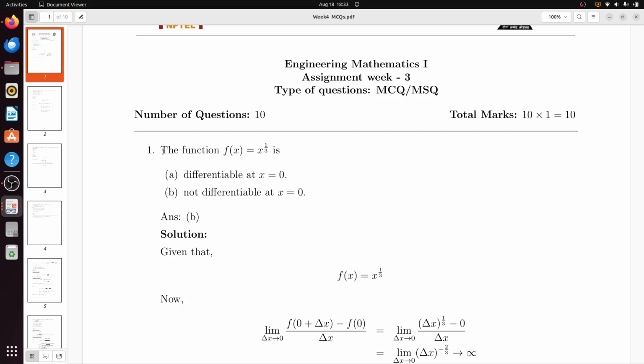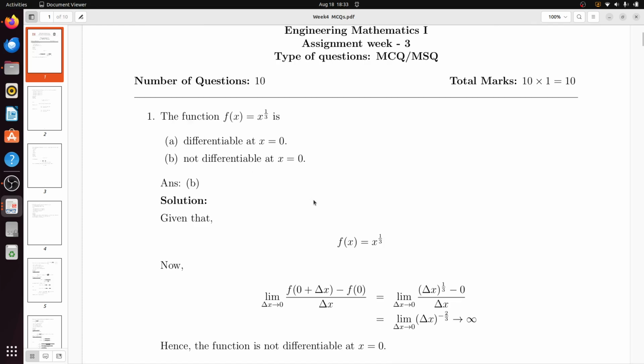So what is the question? First question. See, the first question is whether the function f(x) equal to x to the power 1 by 3 is differentiable at x equals 0 or not differentiable at x equals 0. So you have to think fast. So how do you proceed? It is very simple. We will proceed by just utilizing the definition of derivative.